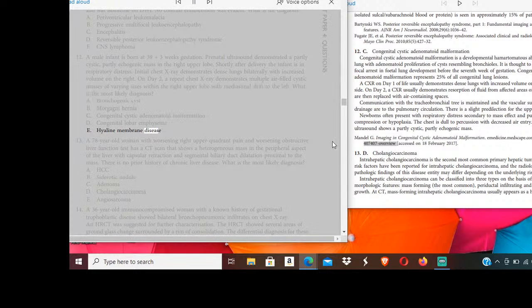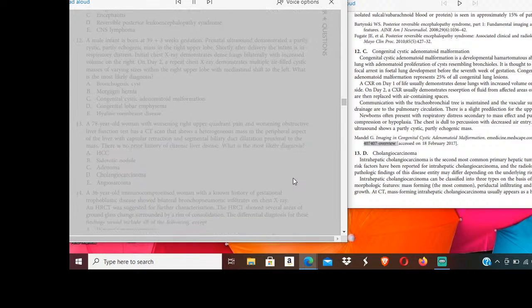13. A 78-year-old woman with worsening right upper quadrant pain and worsening obstructive liver function tests has a CT scan that shows a heterogeneous mass in the peripheral aspect of the liver with capsular retraction and segmental biliary duct dilatation proximal to the mass. There is no prior history of chronic liver disease. What is the most likely diagnosis? A. HCC. B. Siderotic nodule. C. Adenoma. D. Cholangiocarcinoma. E. Angiosarcoma.